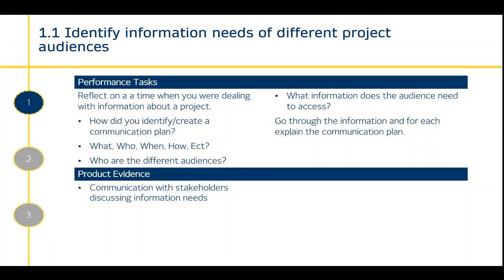Looking at the first outcome and the first criteria, 1.1, identify the information needs of different project audiences. By project audiences, it means your stakeholders. So it's important to understand what information do your stakeholders require, particularly when it comes to putting together a communications management plan. Different stakeholders require different levels of information, and also be required to be sent in using a different method. For example, senior management might require high-level summaries, whereas someone completing a task or activity would require detailed information.